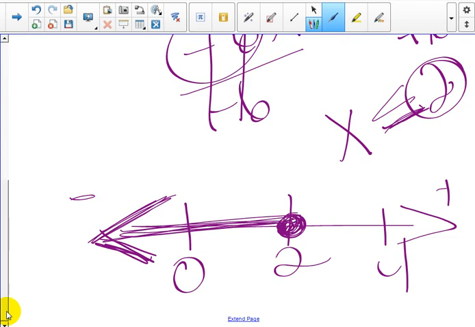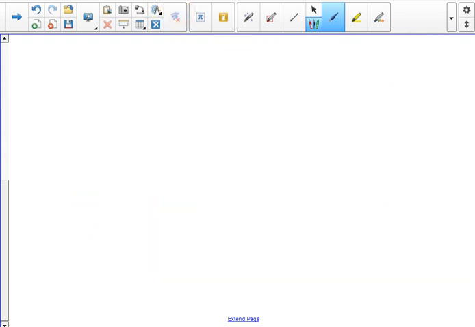Now, had this just been x is less than 2, and there was never the less than or equal to, it was just all worked with a less than, then you would just have a plain open circle there. Right? Okay. Any questions? You guys are doing good.